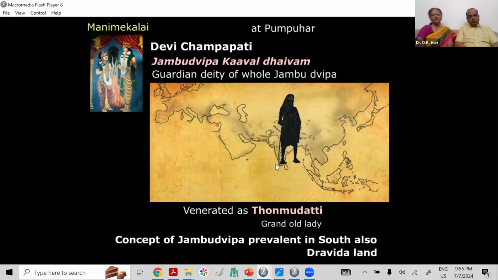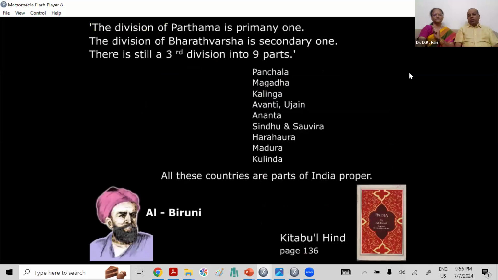And in Bharat, actually in the south, if you see, they even had an idea of the geography of not just the Bharata Khanda and Bharatavarsha, but also the Jambu Dvipa, which is there in almost all our literature. And they even had a Devi for this, Jambu Dvipa Kaval Deva. That is, when we speak about Jambu Dvipa, we speak about Eurasia, the whole idea of Jambu Dvipam, Eurasia here.